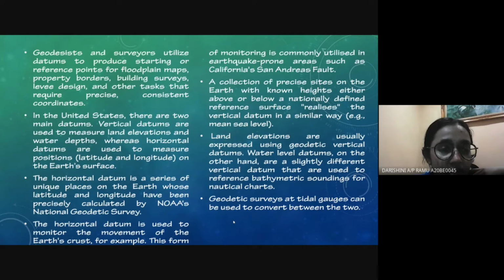A collection of precise sites on the Earth with known heights, either above or below a nationally defined reference surface, realizes the vertical datum in a similar way, for example, mean sea level. Land elevations are usually expressed using geodetic vertical datums. Water level datums, on the other hand, are slightly different vertical datums that are used to reference bathymetric soundings for nautical charts. Geodetic surveys at tidal gauges can be used to convert between the two.